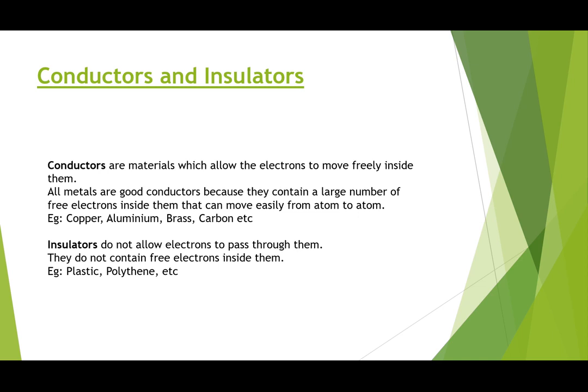In conductors, there are a lot of free mobile electrons which can move freely through the conductor. The examples of conductors are copper, aluminum, etc. In insulators, there are no free mobile electrons. That means the electrostatic force, the force of attraction between the electrons and the nucleus, is very strong in insulators, so it will not allow the electrons to flow freely. The examples for insulators are plastic, rubber, etc.